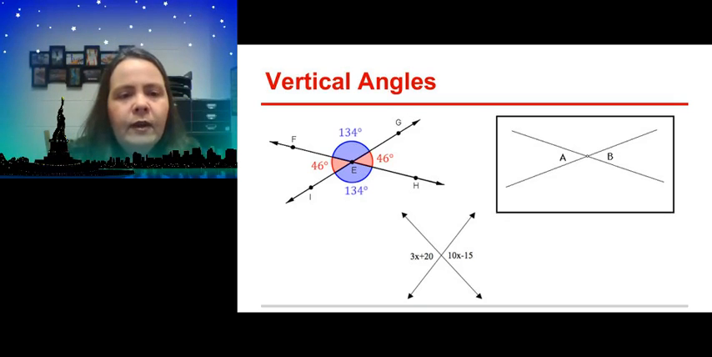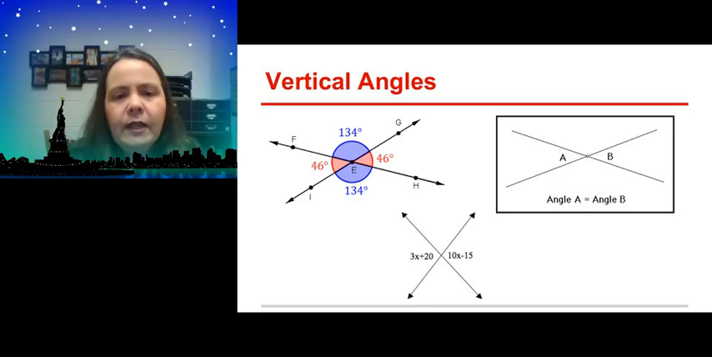And the 2 larger angles are also vertical angles because they share that vertex, that point in common. And they're 134 degrees in this case. So vertical angles have the same measures. So here, if I look at A and B, they are equal to each other because they are vertical angles.